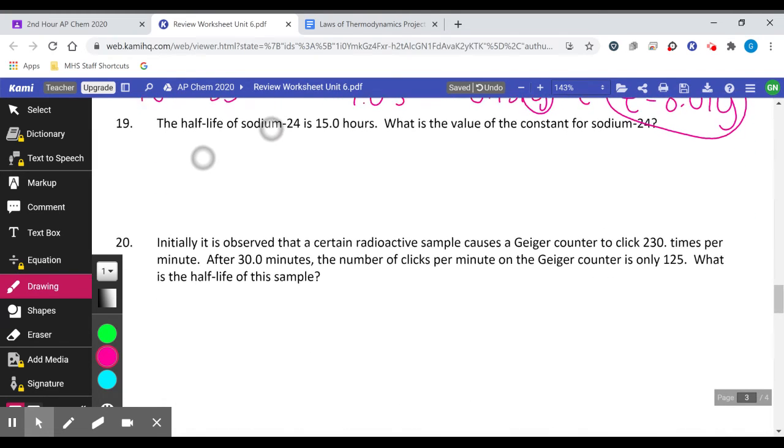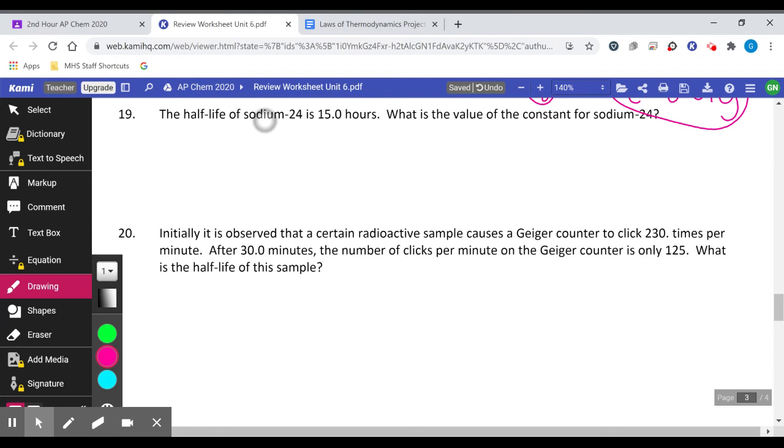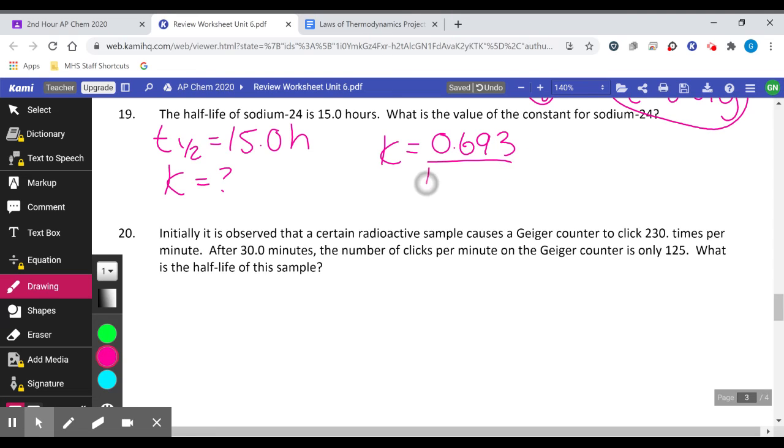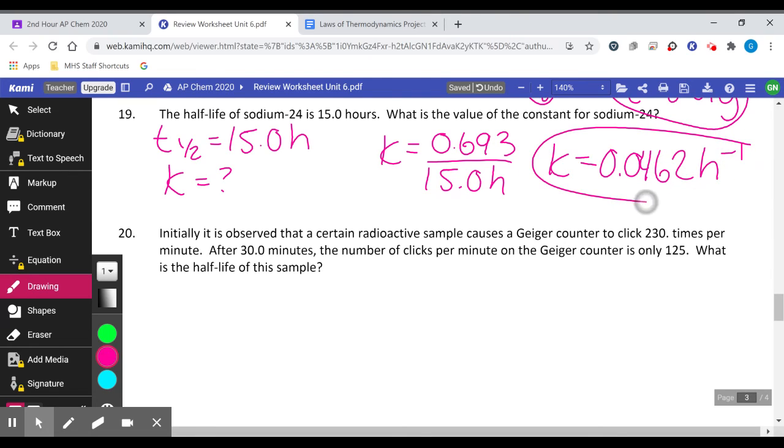Okay, number 19. The half-life of sodium-24 is 15 hours. So my T sub 1/2 is 15 hours. What is the value of the constant for sodium-24? So they want to know K. Okay, so what is our relationship there? We know K is equal to 0.693 divided by our half-life, which is 15.0 hours. And we get a K equal to 0.0462 hours to the minus 1.